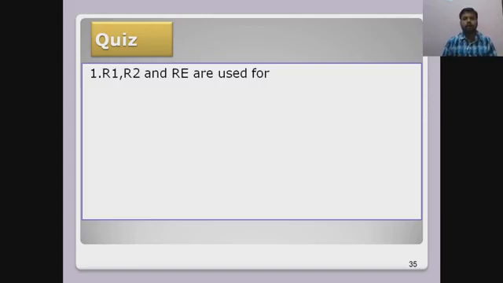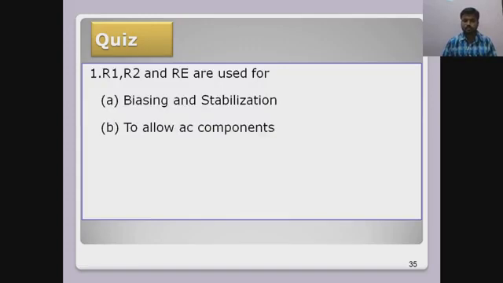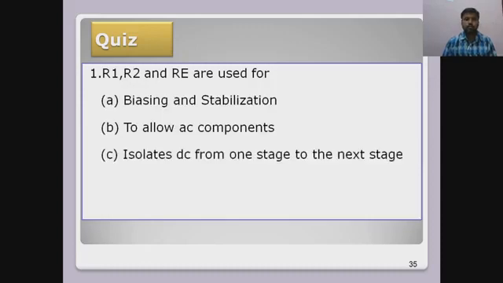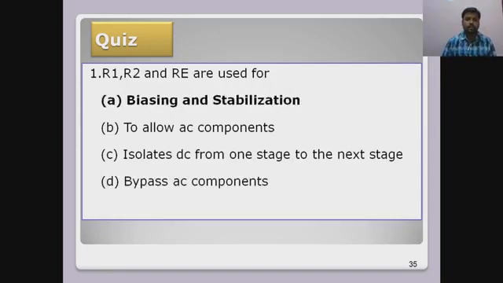R1, R2 and RE are used for the purpose of: A. biasing and stabilization, B. to allow AC components, C. to isolate DC from one stage to the next stage, D. bypass the AC components. Can you guess, students, which option is correct? So the correct option is biasing and stabilization. R1 and R2 are for the biasing, and RE is for temperature stabilization.